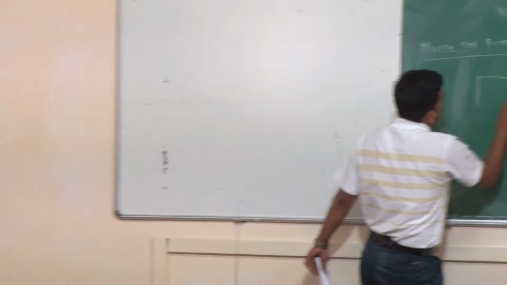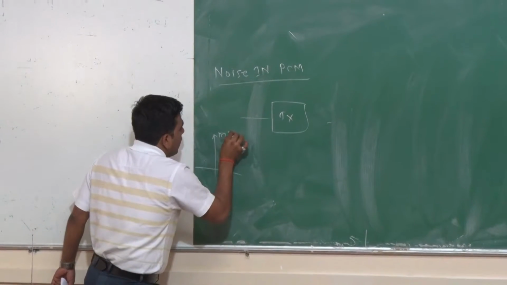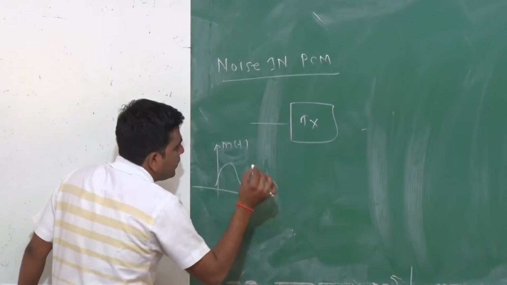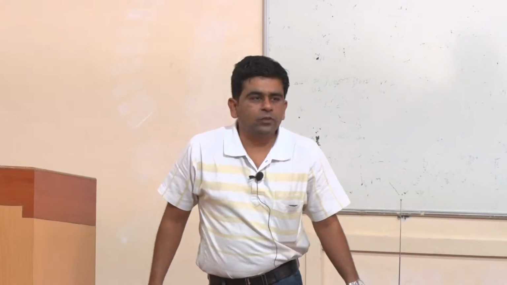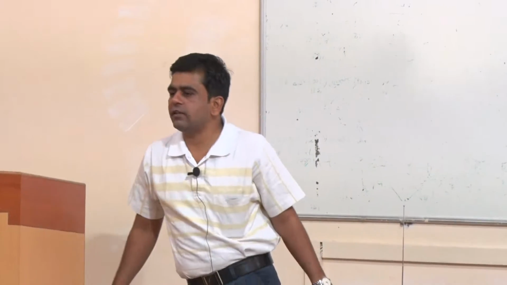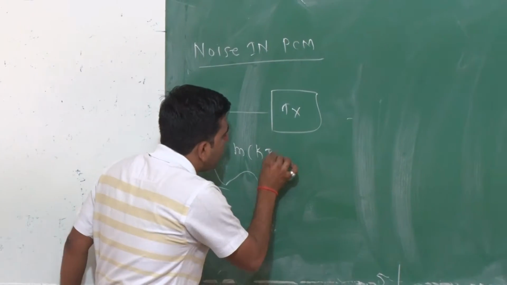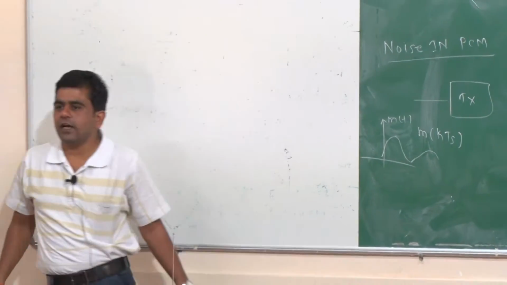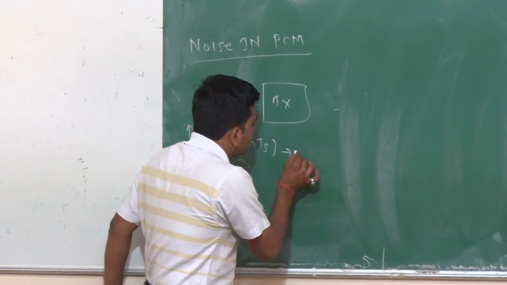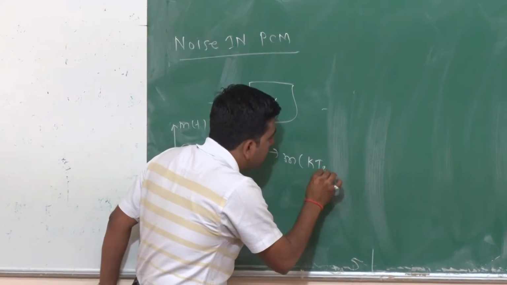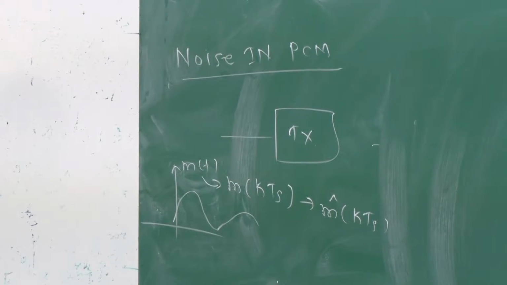Here, from the transmitter point of view, the actual signal M of T, which is a continuous signal, first of all gets sampled. After sampling, we will get the signal M of KTS. Now this sampled signal gets quantized to an appropriate level. So this will give the signal M of KTS cap.